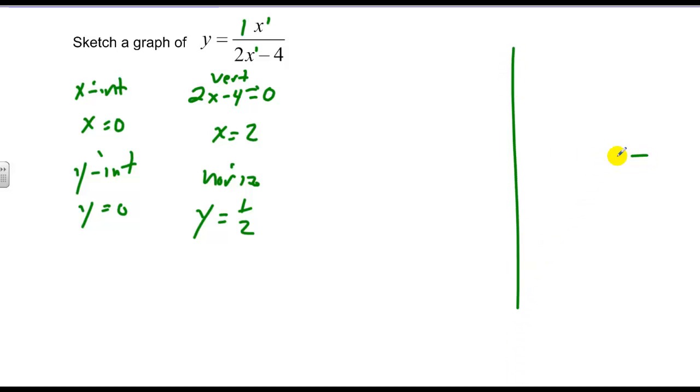Now I'm going to take and sketch out what I know. So again, x and y intercept, 0. Vertical asymptote, 2.